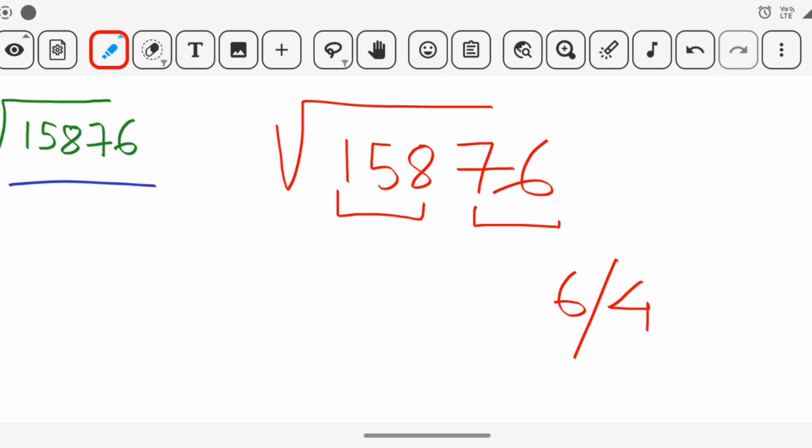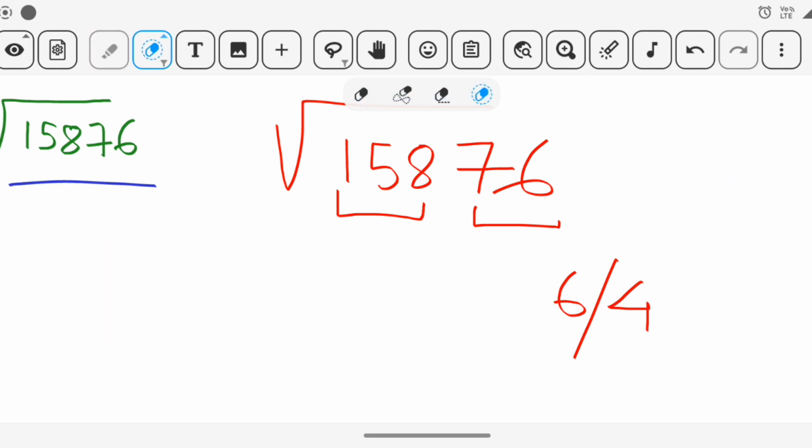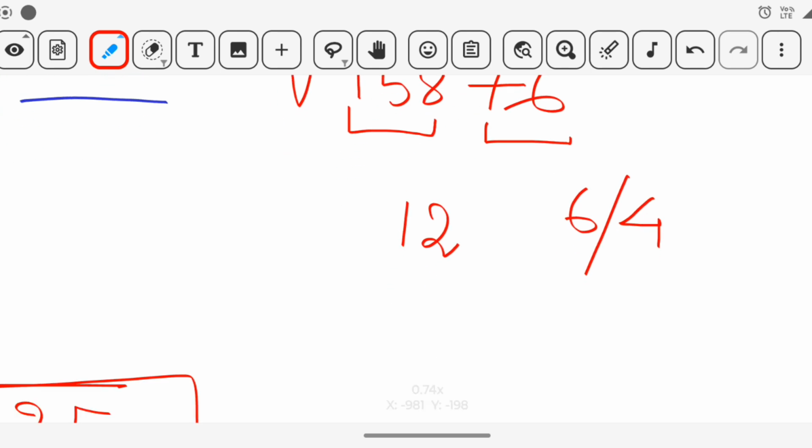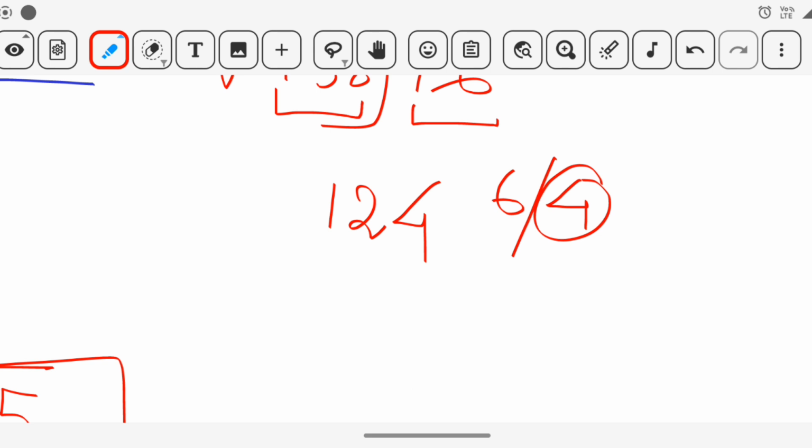So 158. So 13 square will be 169 and 12 square is 144. So 144 can be adjusted. So 12 square, that is 144. So we can write 12. So this 12 will be multiplied with 13. So 12 multiplied with 13 will be 156. So as 158, our target is bigger. So number 6, so there will be 126 is the final answer.